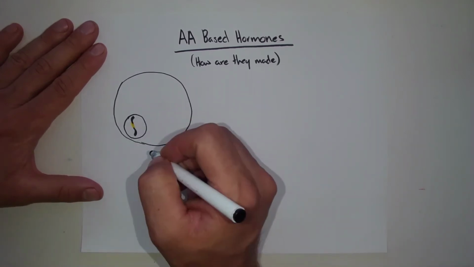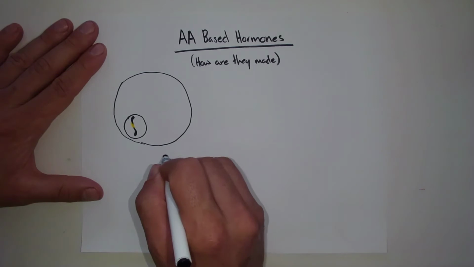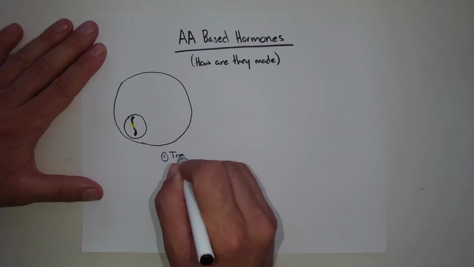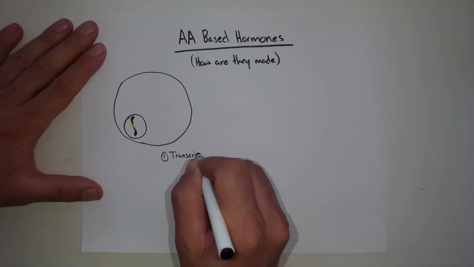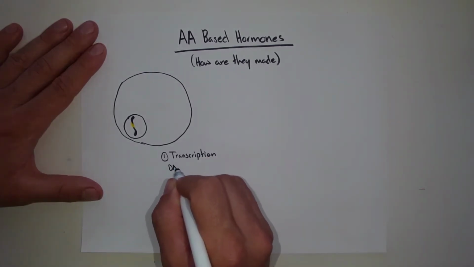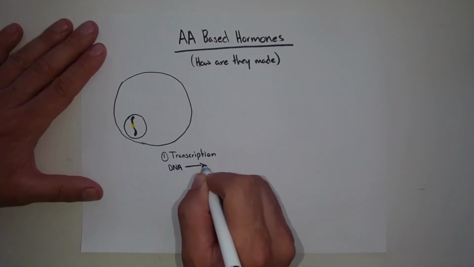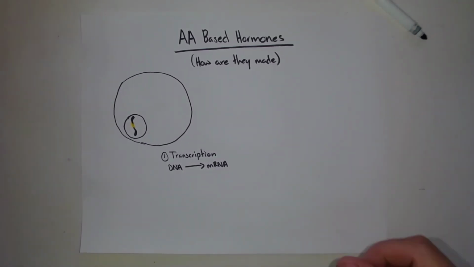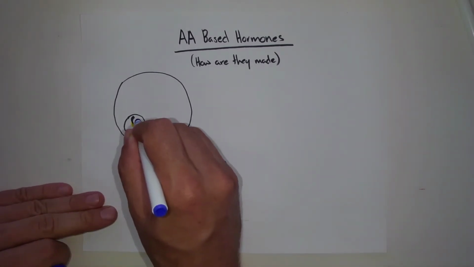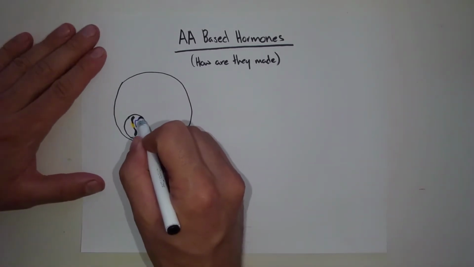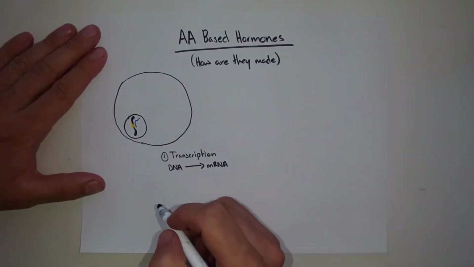We take that gene and we're going to first transcribe it. And during transcription, we take a gene or DNA and we convert it into messenger RNA. This messenger RNA, after we copy this, can leave through a nuclear pore.